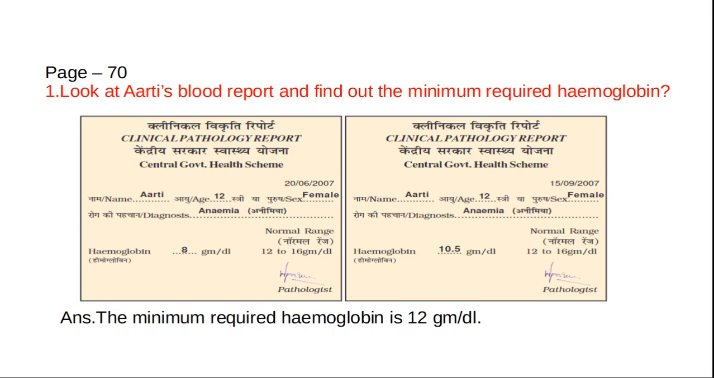Okay, see here. What was her name? Arthi. How many years? 12 years. What did they diagnose? She is suffering from anemia. What is the disease? Anemia. So, how much percentage does she have? 8. 8 hemoglobin, grams per deciliter.